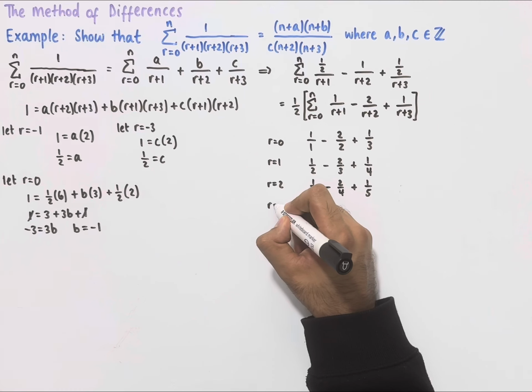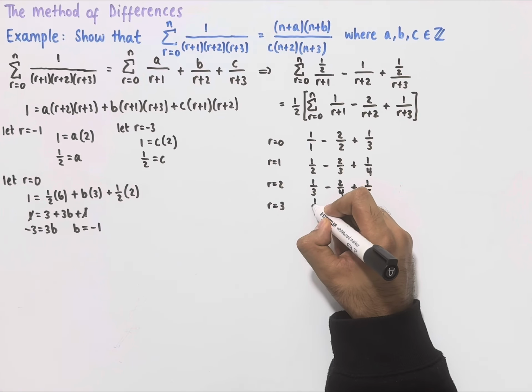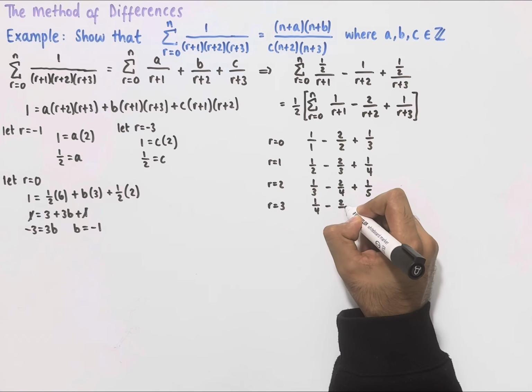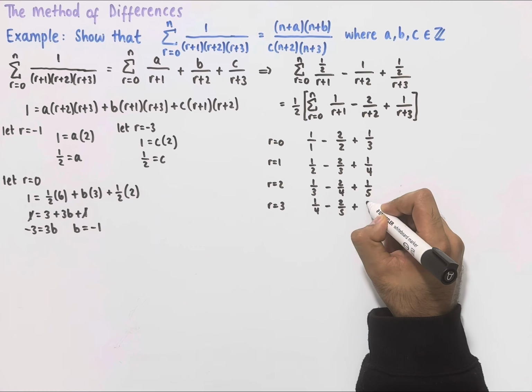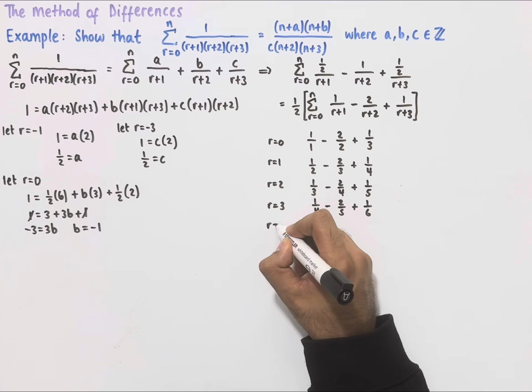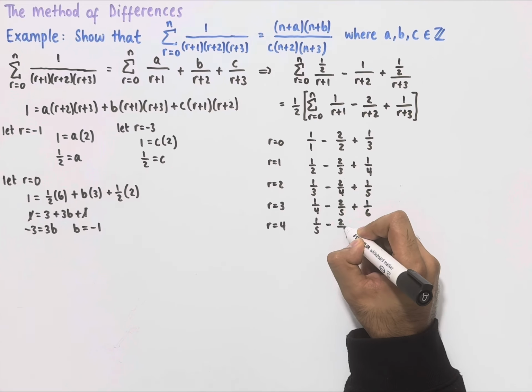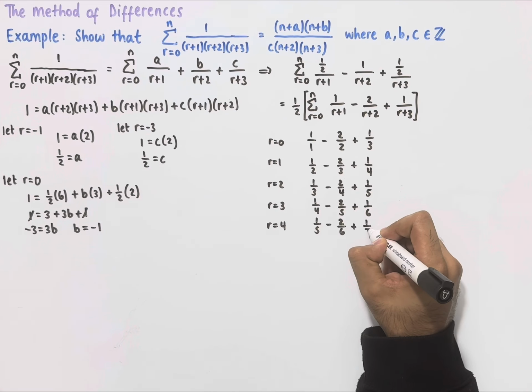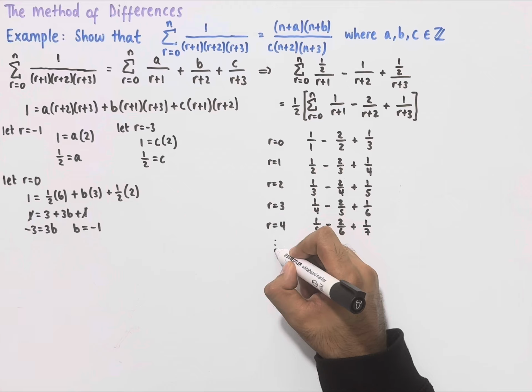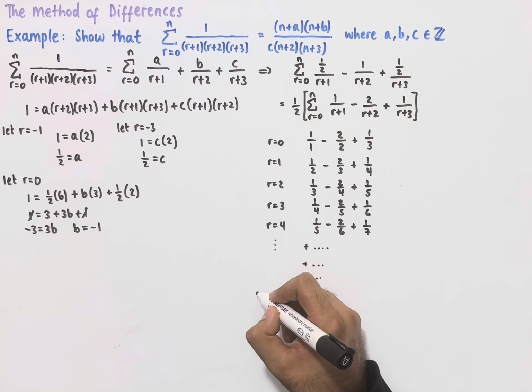Then if we put r equals 3 in, we end up with 1 over 4, minus 2 over 5, plus 1 over 6. And then we'll put r equals 4 in as well, which will give us 1 over 5, minus 2 over 6, plus 1 over 7. And now this pattern continues. And now we'll look at some of the last few terms.